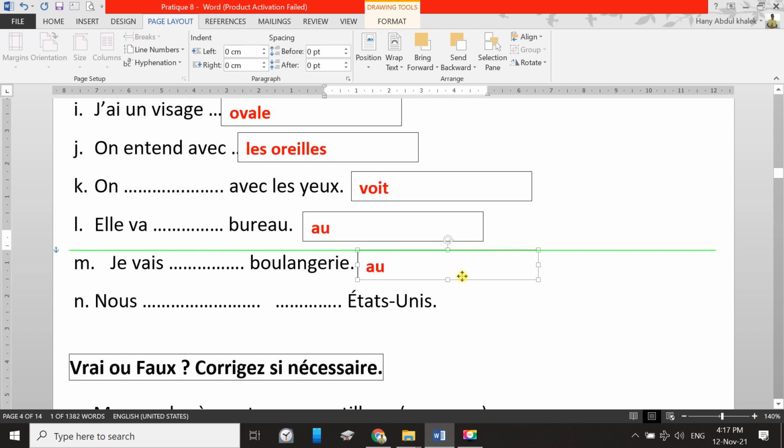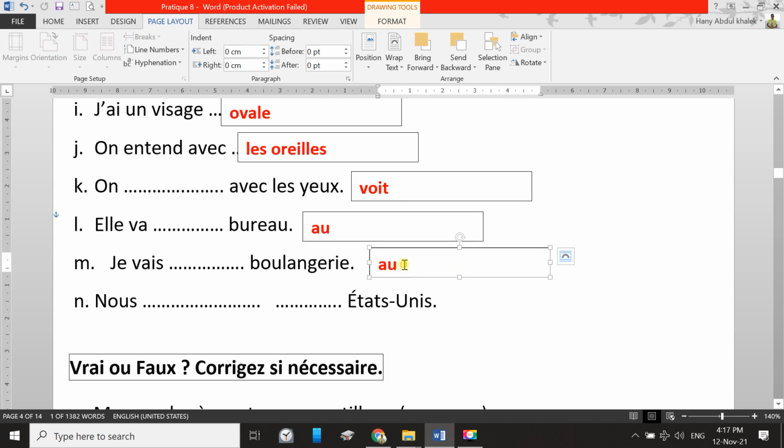And here this one is, je vais boulangerie. Boulangerie is féminin singulier, à la boulangerie. Okay, je vais à la boulangerie.